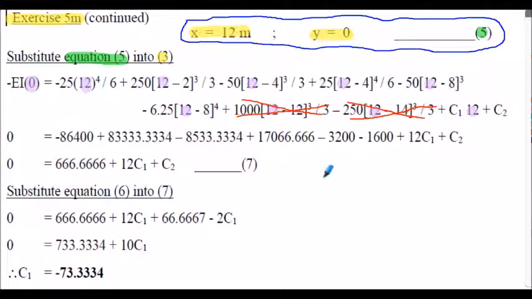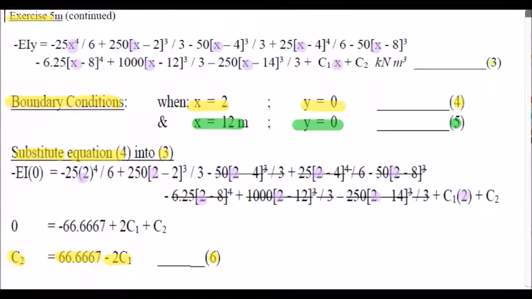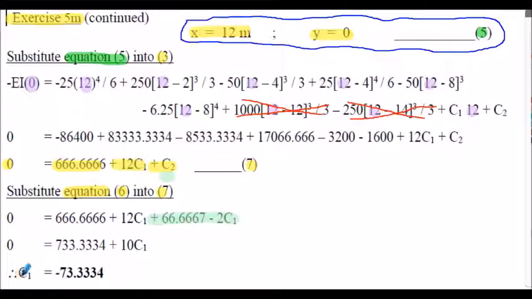inside the bracket. And simplifying the above terms, we find we get an equation of 0 equals 666.6 recurring plus 12C1 plus C2. Call that equation 7 here. All I do now is solve simultaneously. I'm going to substitute equation 6 from the previous slide into equation 7. So C2 is going to be replaced with the C2 from the previous slide, so equation 6 here, as we labelled it. From where we can evaluate constant C1, it's negative 73.3 recurring.